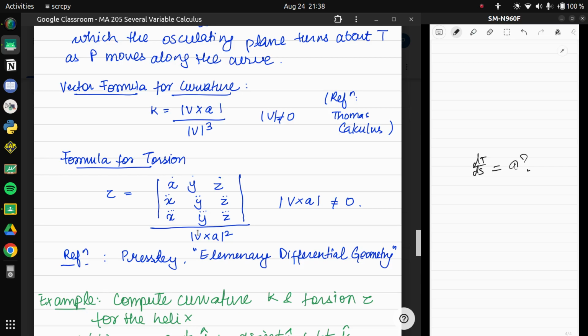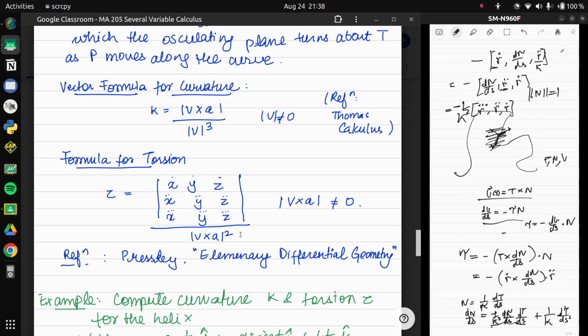Why are you taking a V cross A though? V is in that direction. A is in that direction. So why take a cross product? This is confusing. Did I do something wrong over there? It's supposed to be kappa squared, right?